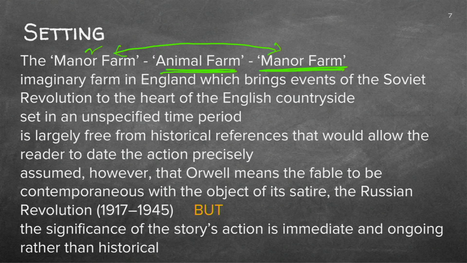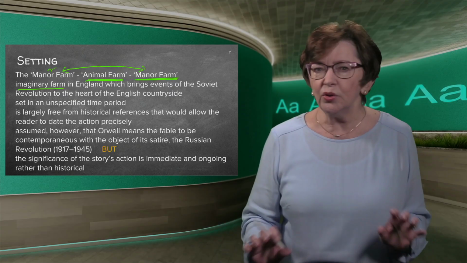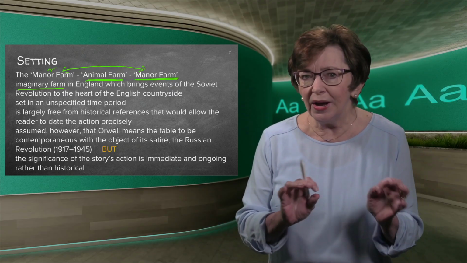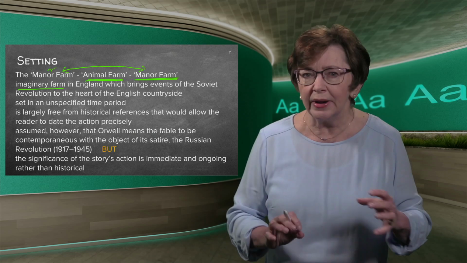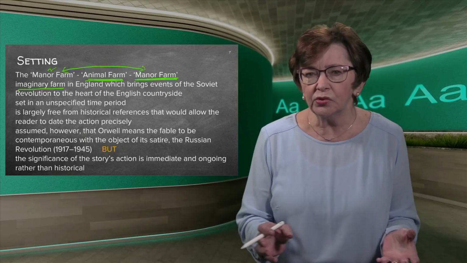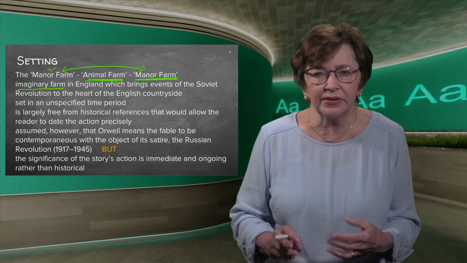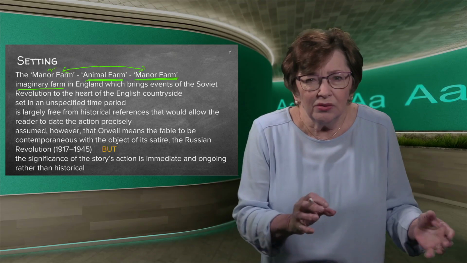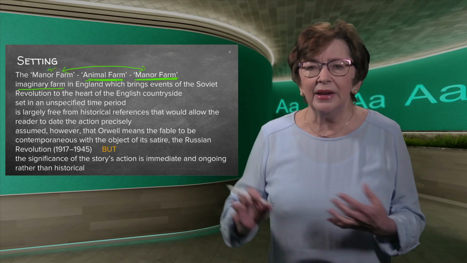So, the setting then, it's an imaginary farm, and it is set in England. Now, you might want to say, oh, but why England when it's about the Russian Revolution? Remember, these are all techniques. I told you how this is a universal story, how perhaps Eric Arthur Blair wanted to bring to our attention that this can happen in England. It can happen anywhere, right?